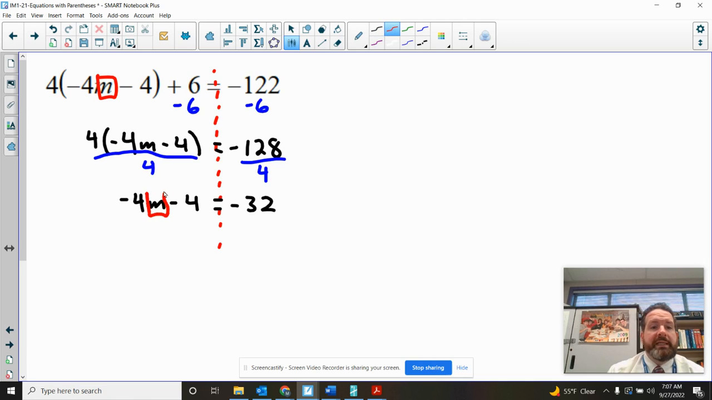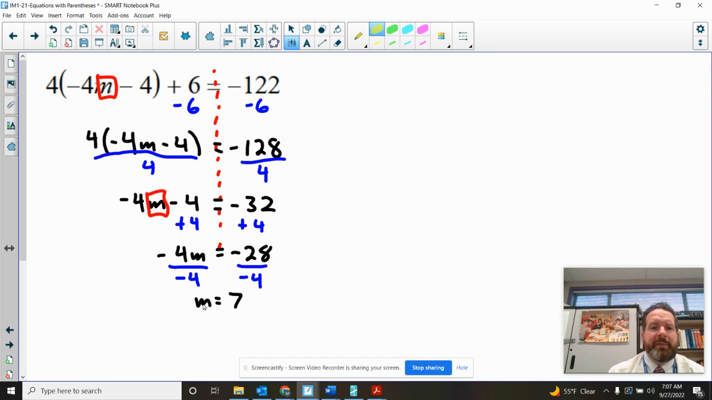My goal, get the m by itself. I don't ever want to forget that. Add the 4. So -4m equals, this will be a -28. And to finish, divide by -4, divide by -4. m should be +7. I hope that matches what you've got.